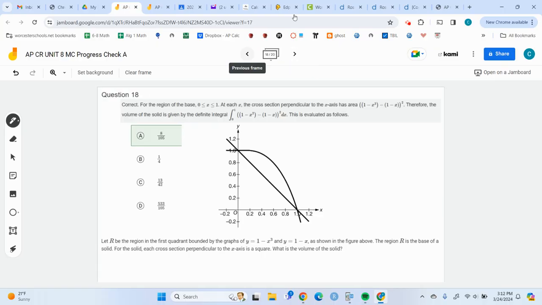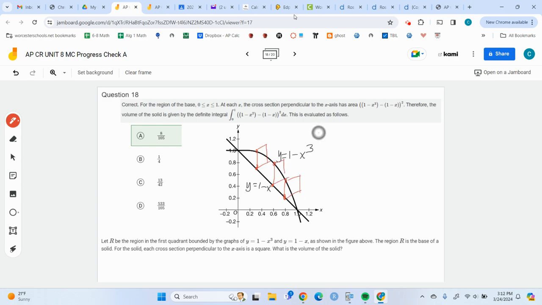Okay, last problem. This progress check had quite a few problems on it. Okay, so let R be the region in the first quadrant bounded by this cubic and this line. So this is y equals 1 minus x cubed, and this is y equals 1 minus x, as shown in the figure above. The region R is the base of a solid. Once again, I have squares perpendicular to the x-axis. You should realize by now, at this point in the year, you see squares a lot. So I have squares coming up out of the paper.